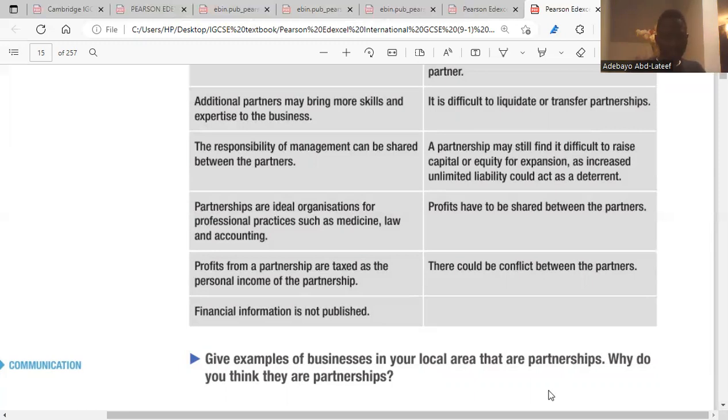The next one: the responsibility of management can be shared between the partners. As a sole trader, you take decisions, and when you have to take decisions about everything, you become stressed or worn out. But right now, because you have a partner, you can share ideas. You can take decisions together.